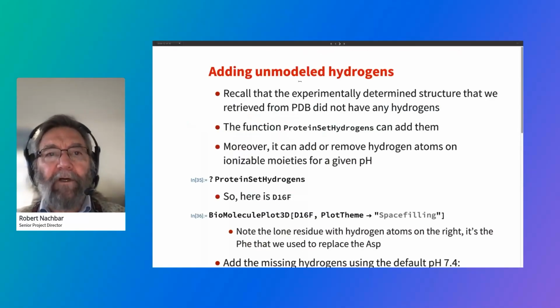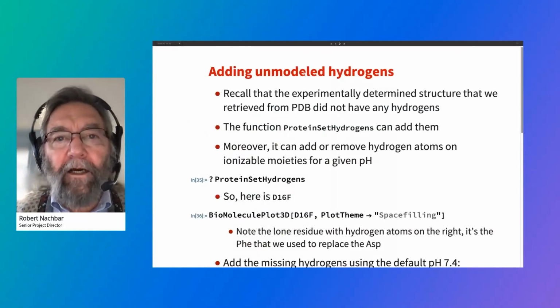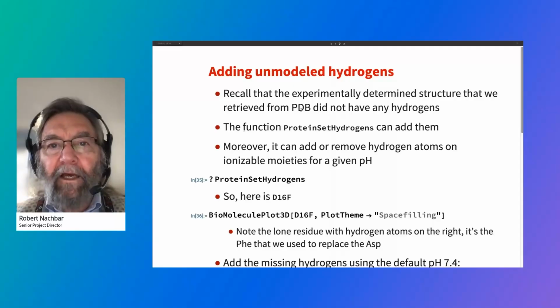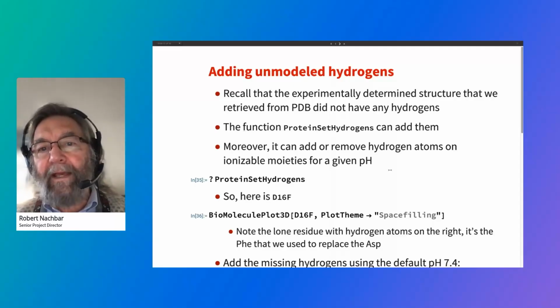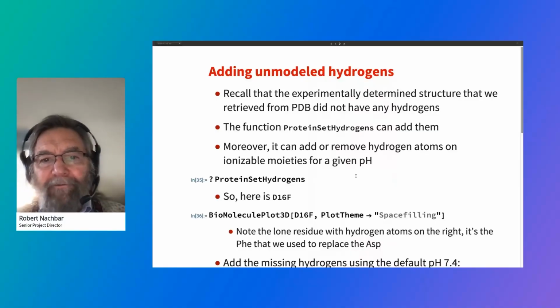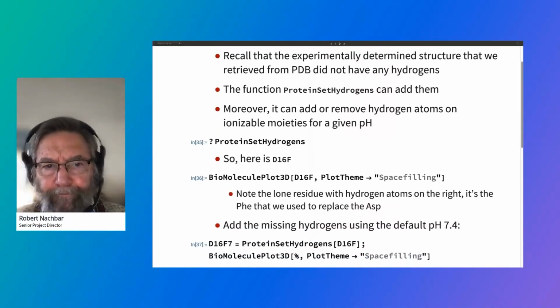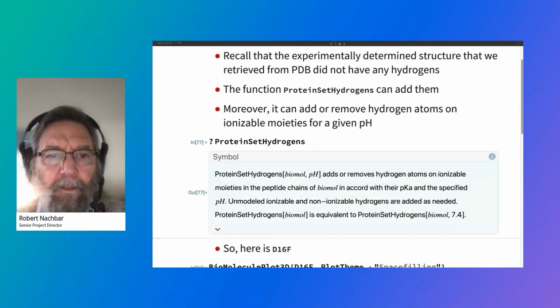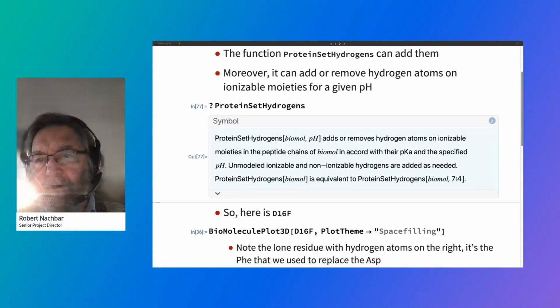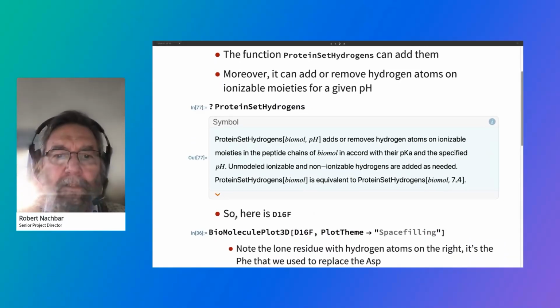And that's what the next function does for adding unmodeled hydrogens. The function protein set hydrogens will add any unmodeled hydrogens as well as allow the user to set the appropriate number of hydrogens on the acidic and basic groups for the given pH. So you give it a biomolecule and a pH, and for convenience, if you leave the pH out, it will use a default of 7.4.